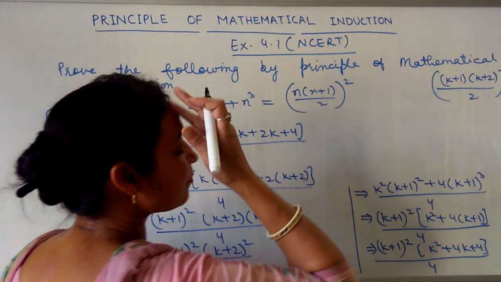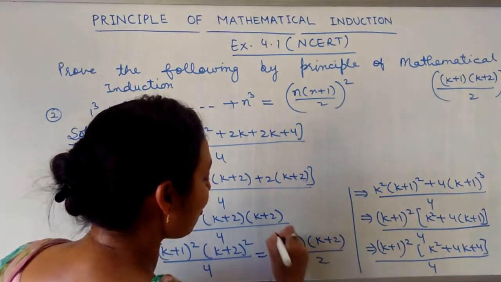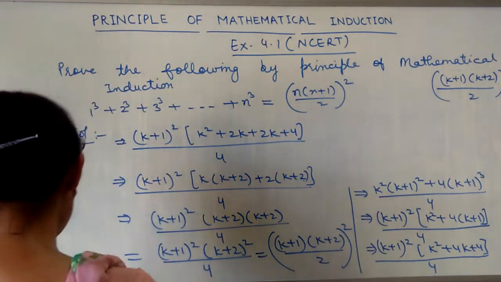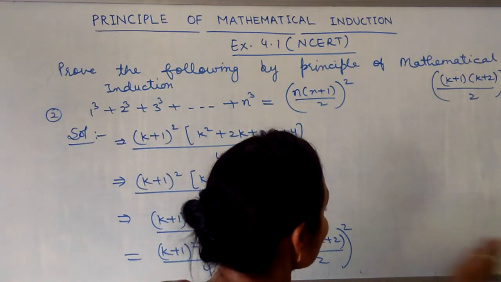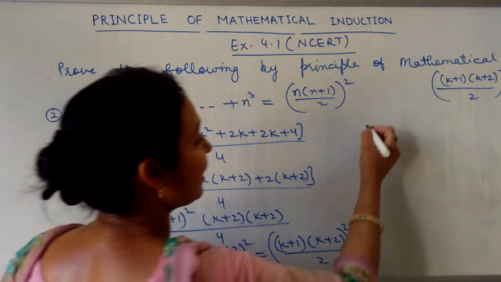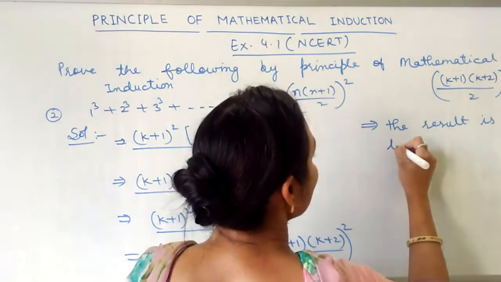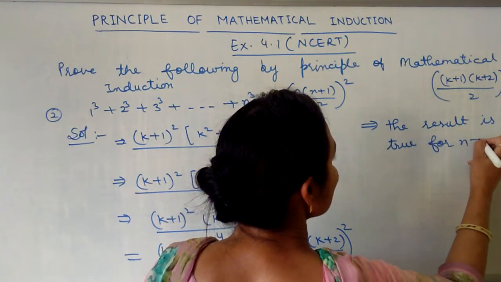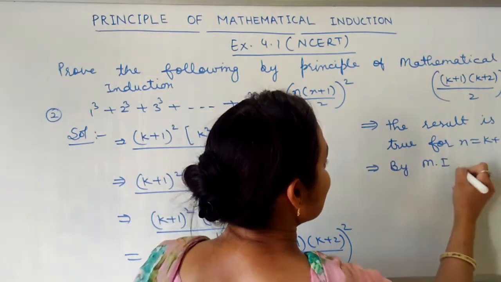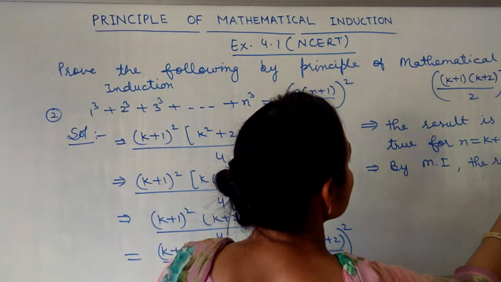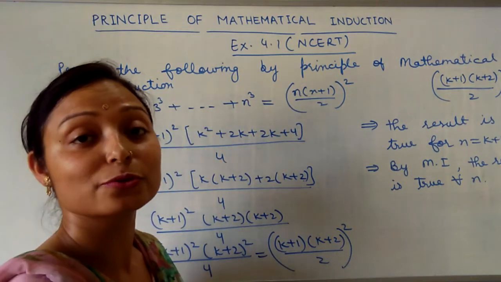So this is the term. We can write it as k plus 1, k plus 2 upon 2, whole square. Yes, we are at that point in which we can write that it is true for n equals k plus 1. Yes, this implies the result is true for n equals k plus 1. This implies by mathematical induction the result is true for all n. So this is the way to solve the question.